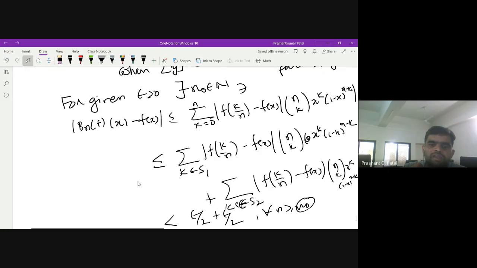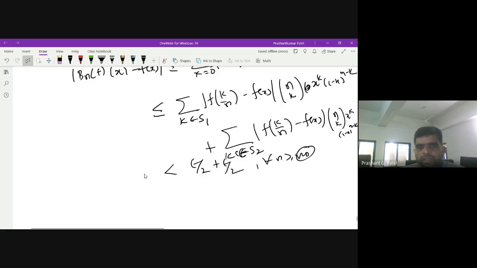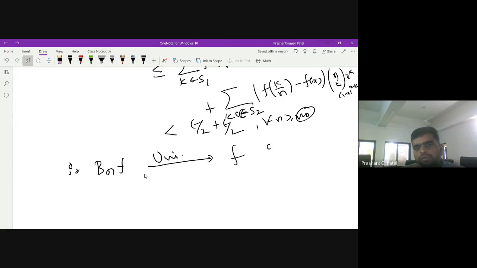So we can say that Bn of f converges to f uniformly as n tends to infinity on the closed interval 0 to 1, and which completes the proof of the Weierstrass approximation theorem.